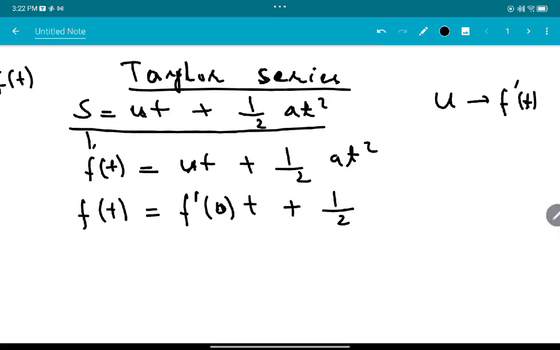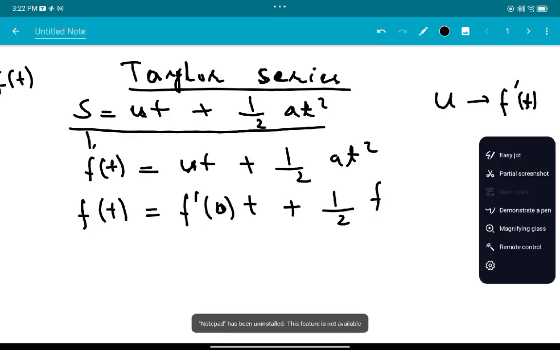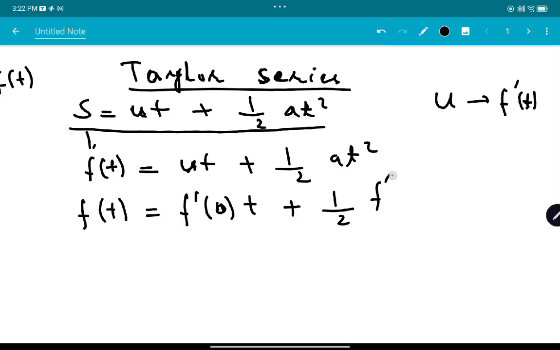Acceleration, what is acceleration? Acceleration is the rate of change of velocity, f double dash 0, evaluated at t equal to 0, into t square. That is acceleration. Now, since the acceleration is constant, you can take acceleration at any instant of time in the interval from 0 to t. So I have taken the value of acceleration at 0, at the start.